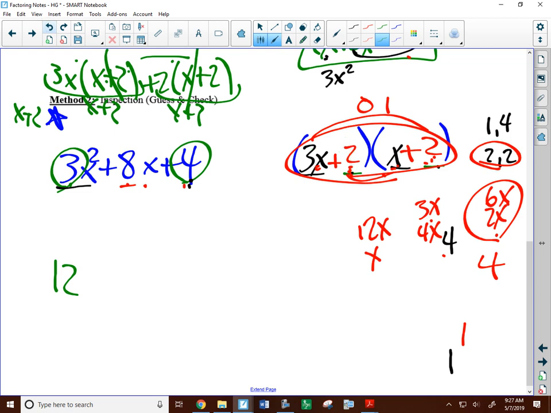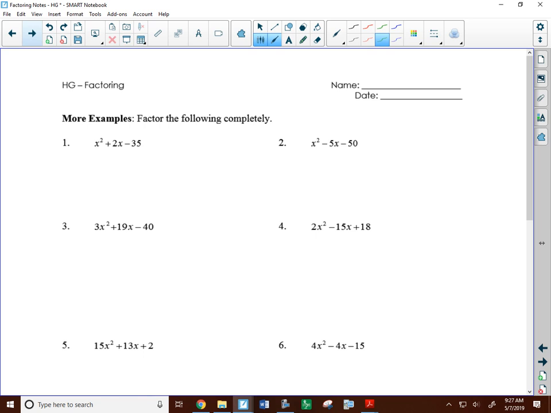Good. Any others? Let's try a couple on the next page just to make sure we're good. So I don't tell you which type it is. Let's do a few here. More examples. Factor the following completely. I should put in here, if it's not factorable, you write prime. Now, all these were factorable, but if not factorable, you write prime.